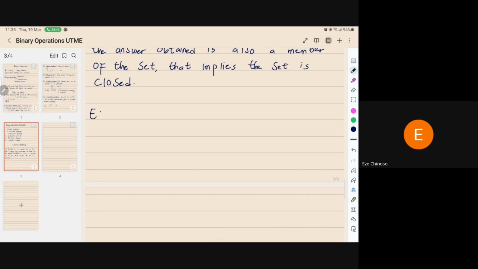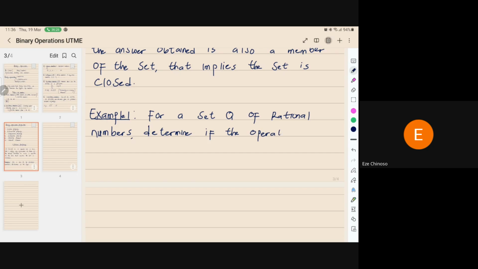So for example, we can have a set Q of rational numbers. Are you seeing it now? So the set Q just contains rational numbers. And I've explained what rational numbers are, right? Then determine if the operation, let's say the operation now.